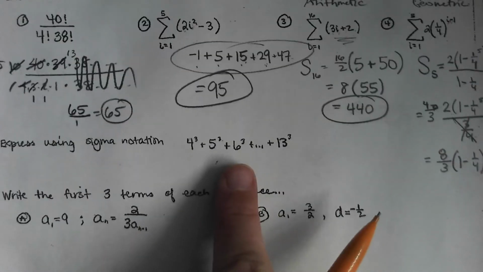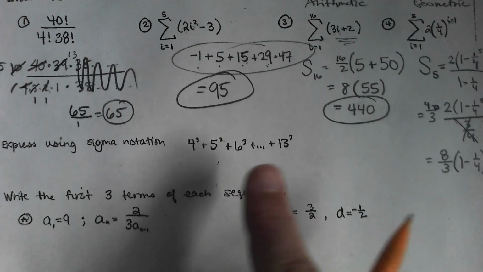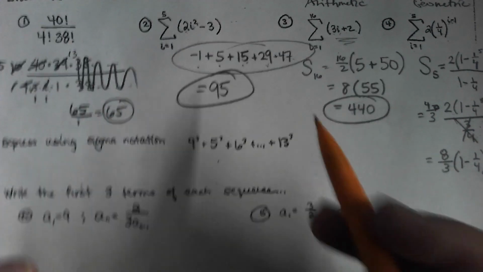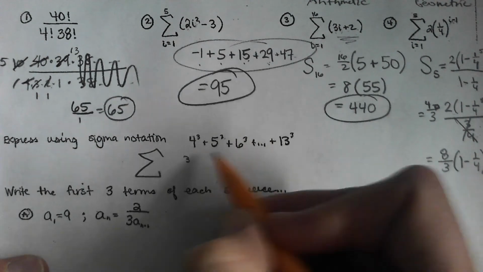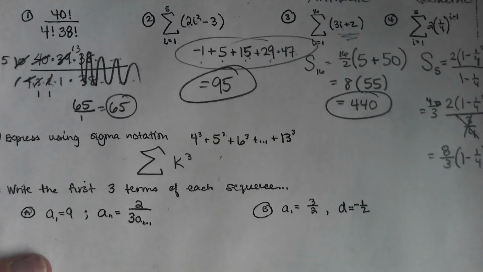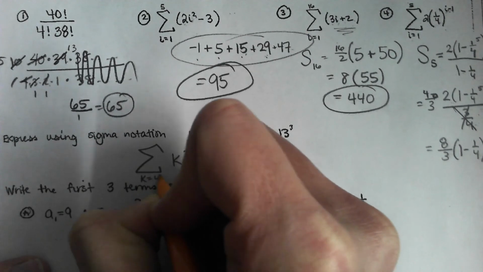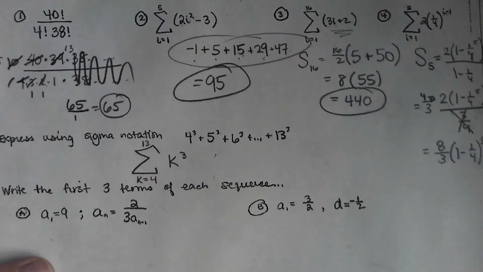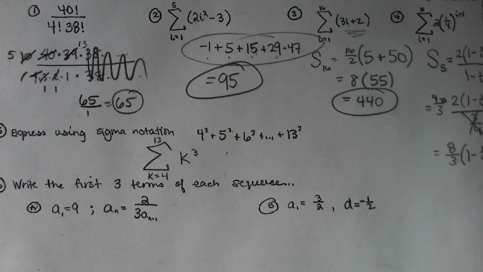Being able to take sequences and write them in your own summation notation. So again, my advice was what stays the same, the 3rd power. What's changing, the base. So that's your base. I use K, you can use J, you can use I. And we're starting with a K of 4 and ending with a 13. That one's a fairly simple one.